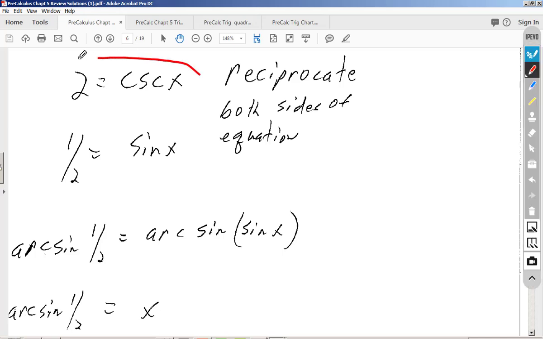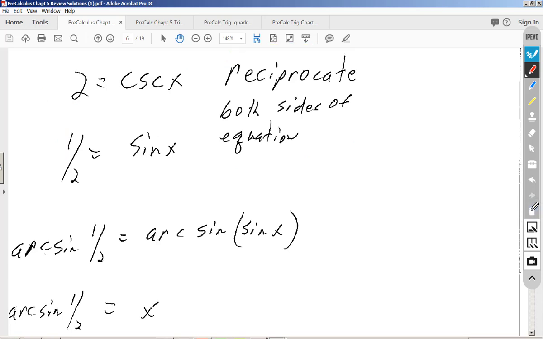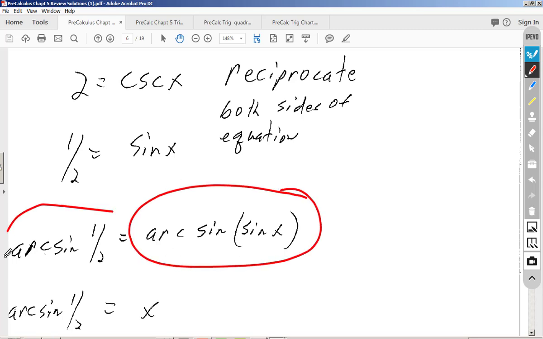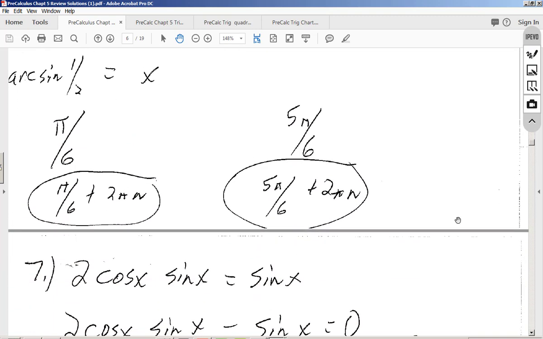Well, the cosecant of x is not on my chart. And it says right here to solve this equation. So I'm going to find my answer on my chart. So notice I'm going to reciprocate both sides of the equation. In other words, I take the reciprocal of 2, which gives me 1/2. The reciprocal of the cosecant of x is the sine of x. Now I need to get x by itself. So I go ahead and take the arc sine of both sides. That's the opposite of the sine. So I get the arc sine of the sine of x all equals the arc sine of 1/2. And so now I get x is going to equal the arc sine of 1/2.